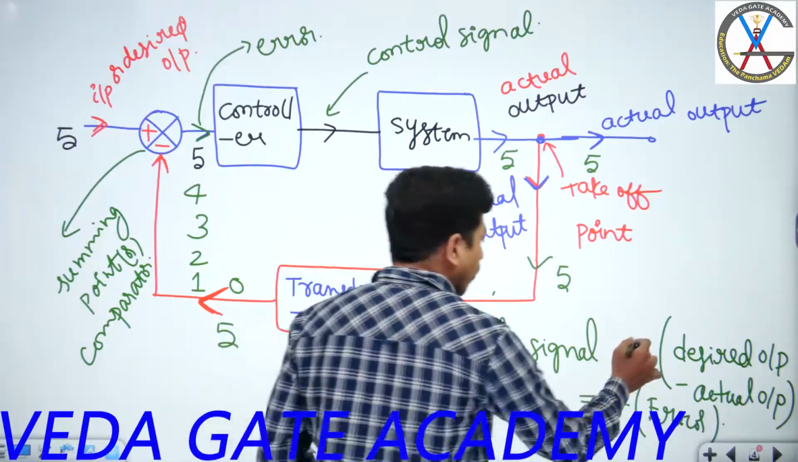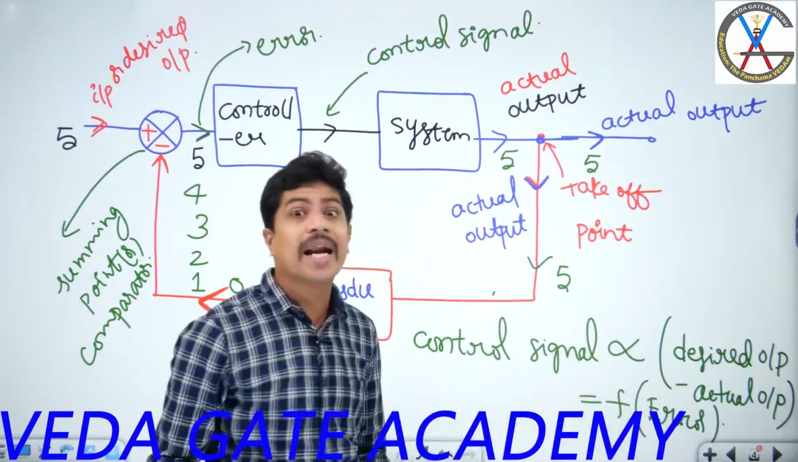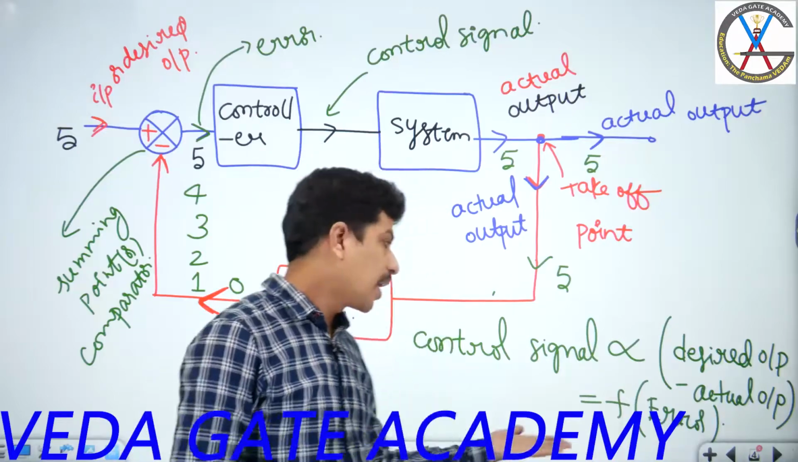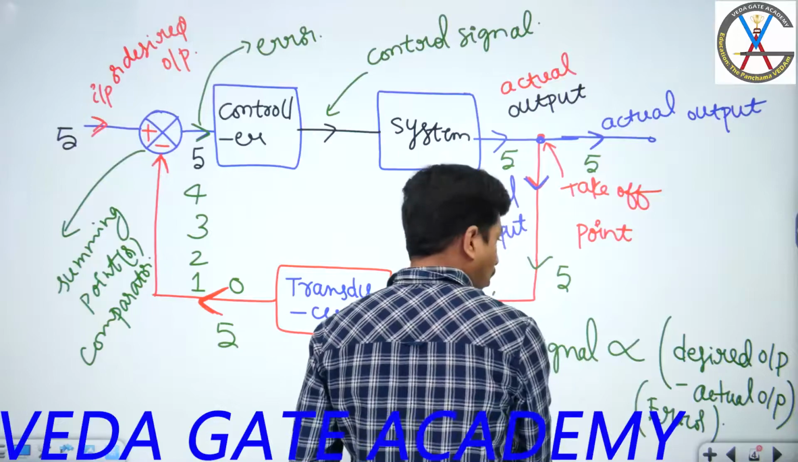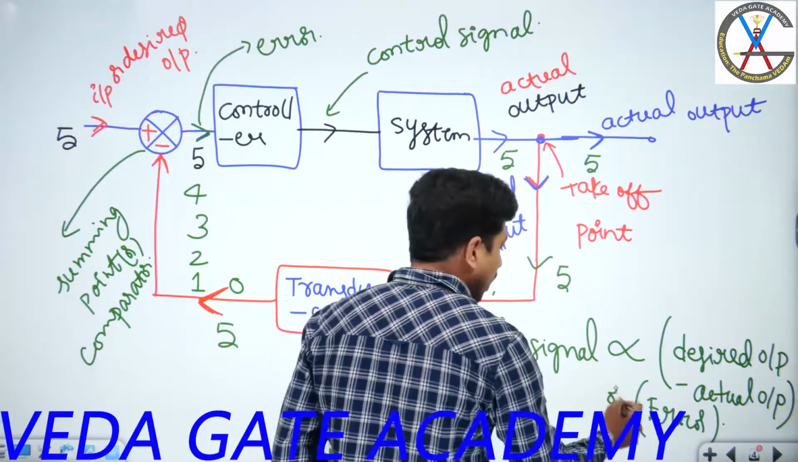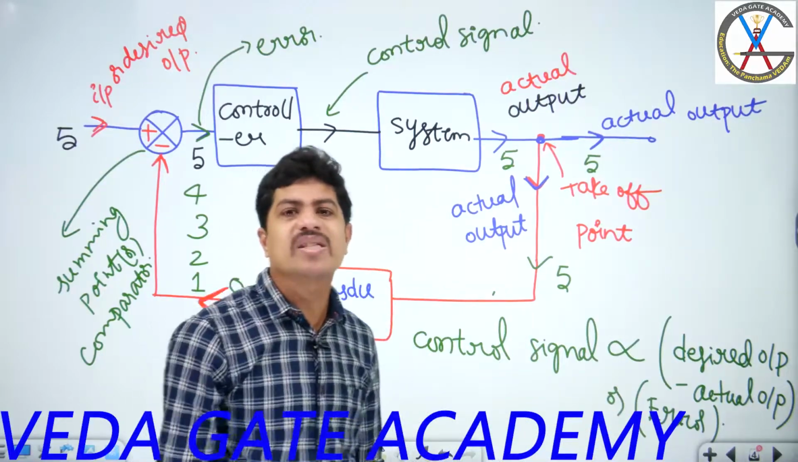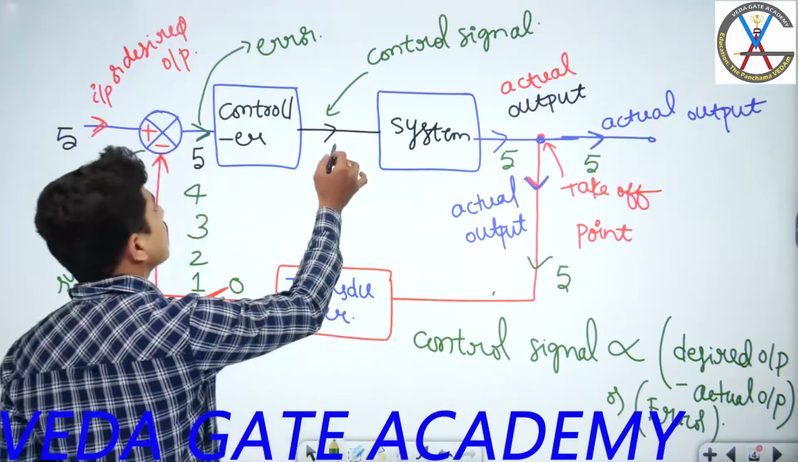That is a better way of understanding. Control signal is directly proportional to error. Let me remove here also. Control signal is directly proportional to error. If error is equal to 0, how much is control signal? 0. Control signal is 0.